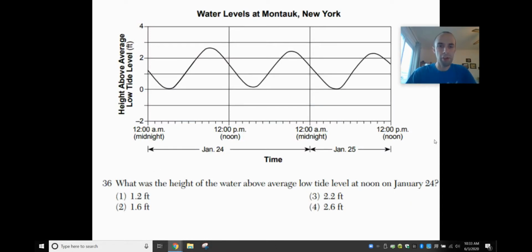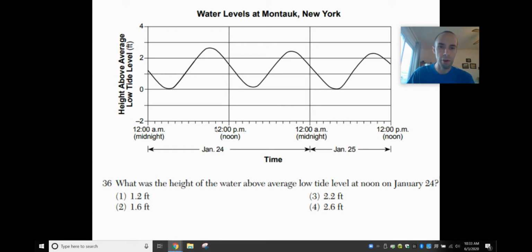This one was related to tides in Montauk, New York. Montauk is actually at the very tip of Long Island, so way out into the Atlantic Ocean. So they experience tides. Now you'll notice here the y-axis of the graph is showing you the height above average low tide level, and then the x-axis is time. So it says what's the height above average low tide level at noon on January 24th.